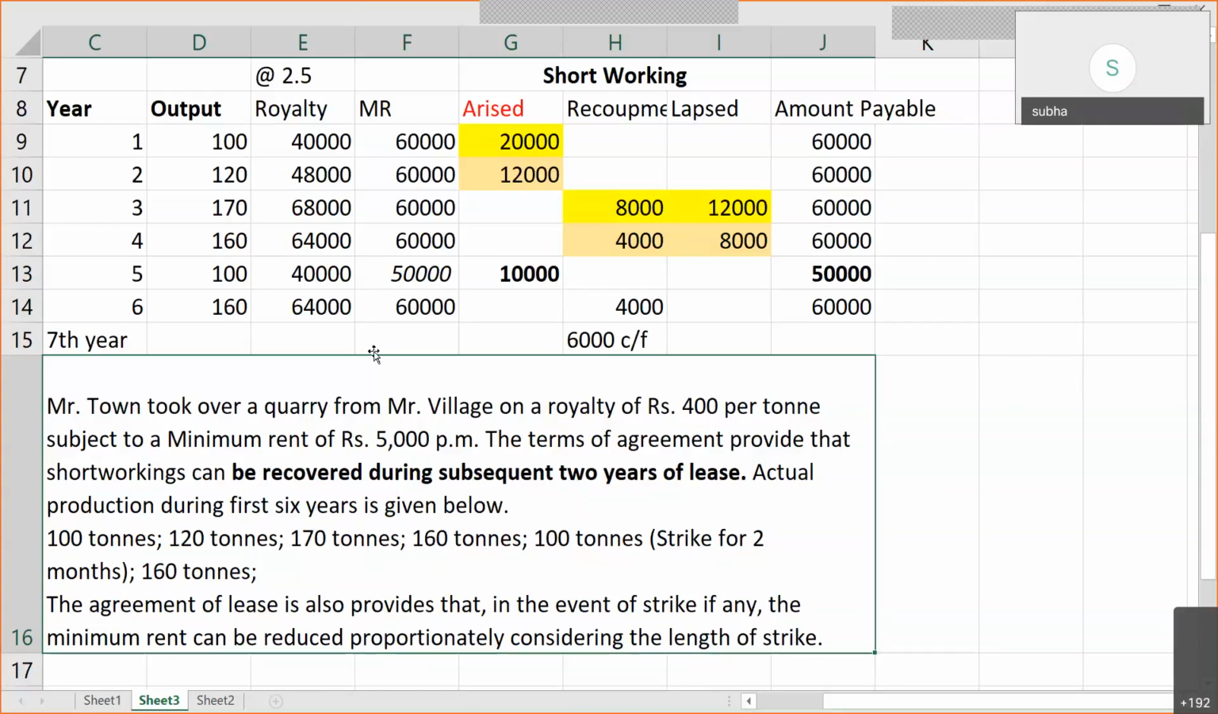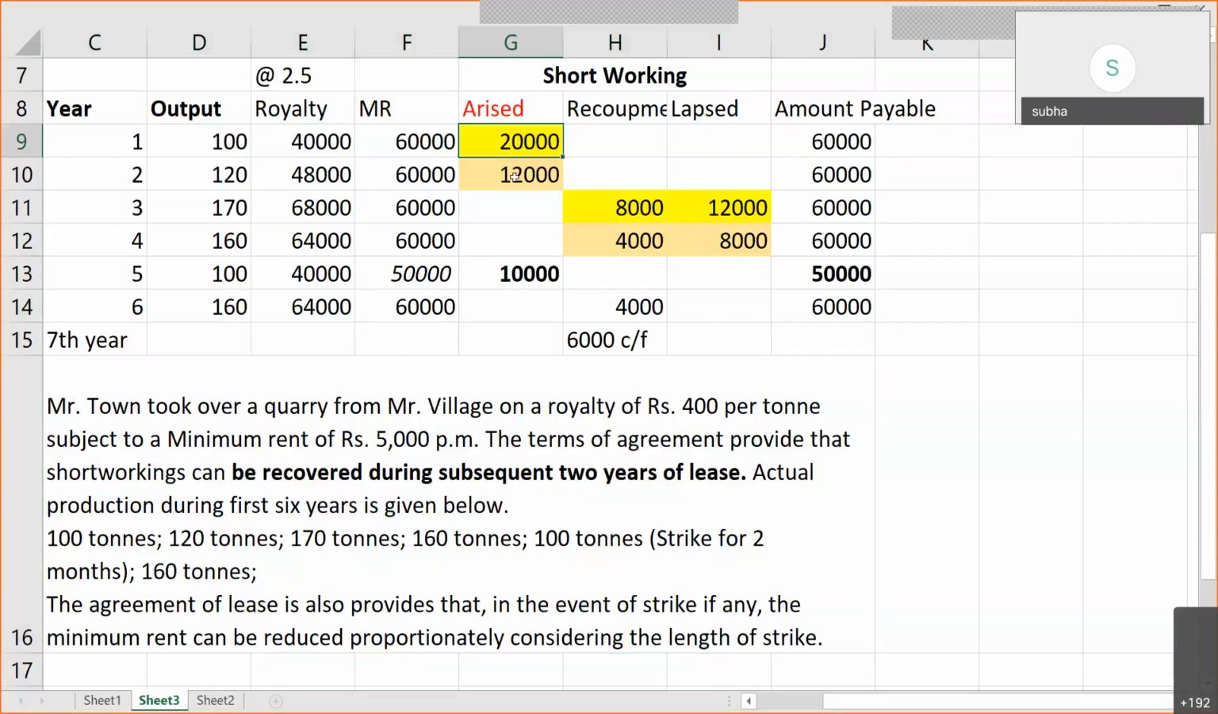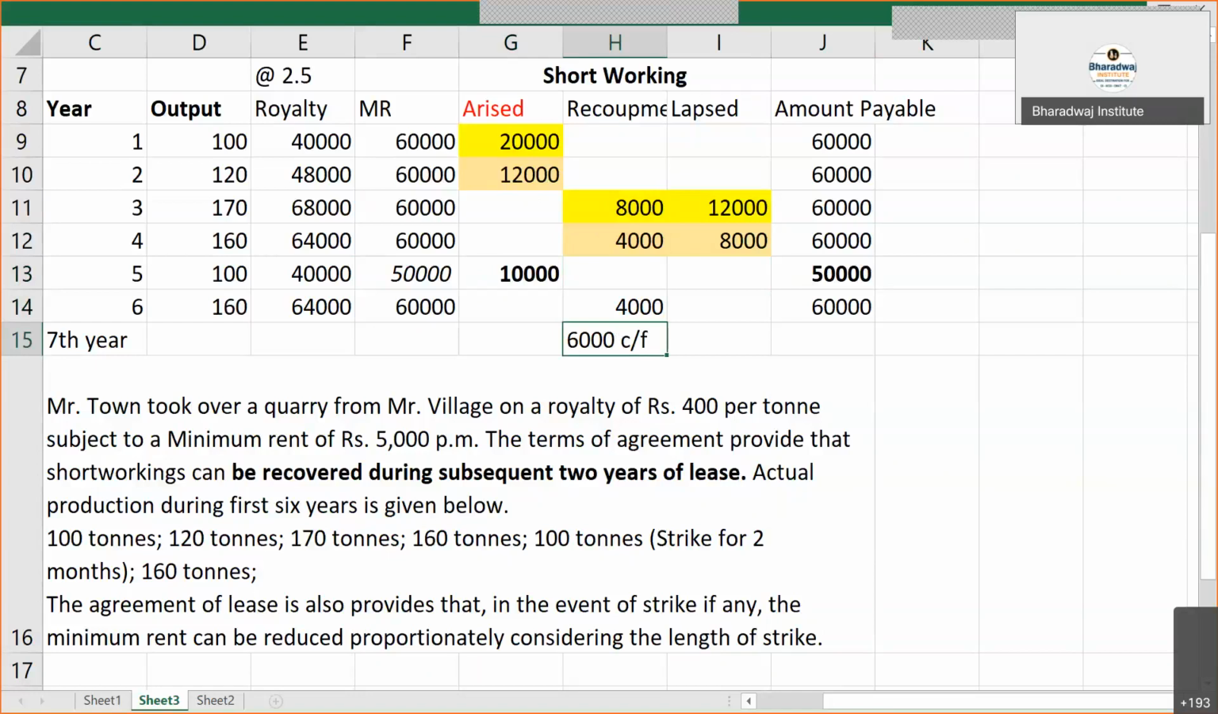So once again, I repeat. In the first year 20,000 is raised, in the second year 12,000 is raised, and in the third year there is a surplus of 8,000. For this 20,000, the subsequent first year and second year time is over, so lapse it. Then for this 12,000, in the fourth year there is a surplus of 4,000, so we can adjust it, and the remaining 8,000 is lapsed. In the fifth year, royalty is 40 and minimum rent is 50, so you pay 50. That short working of 10,000 can be recovered in the subsequent 2 years, the sixth year and seventh year.